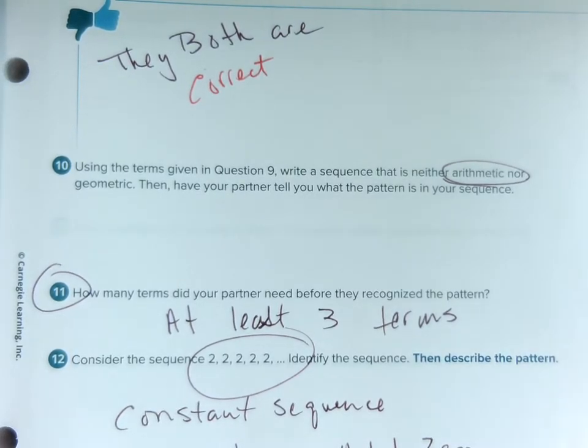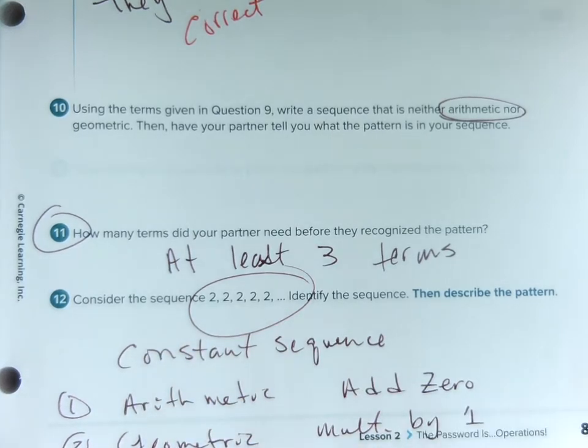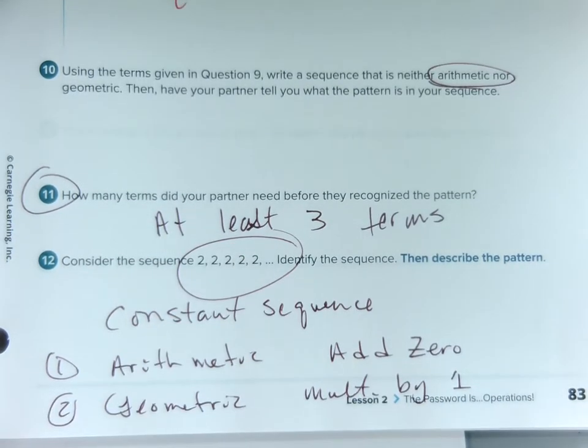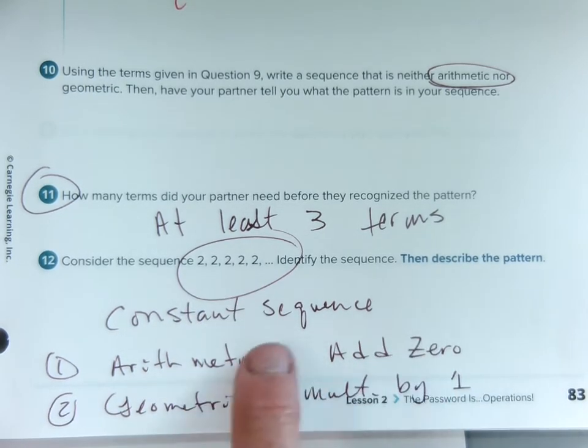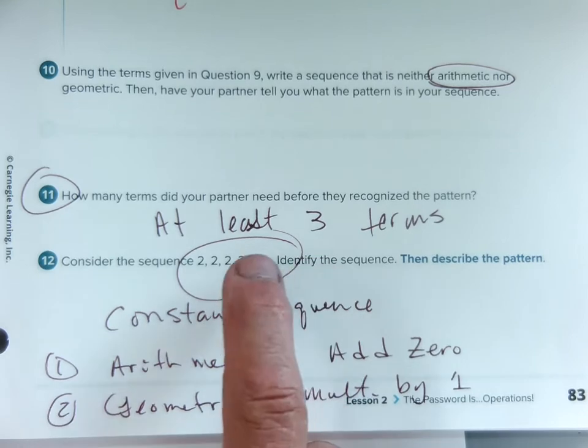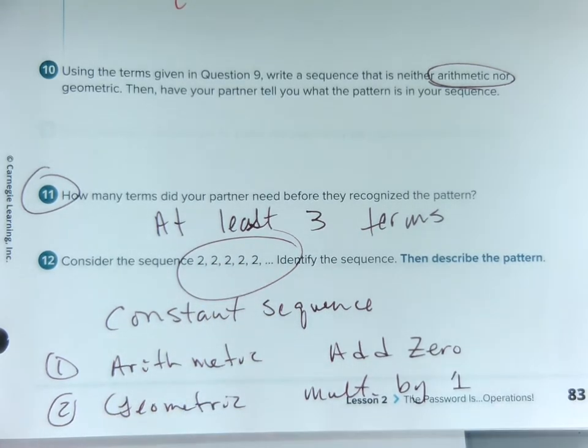And finally, we saw this weird one, which is 2, 2, 2, 2, 2. And we talked about how that could be arithmetic. If all you do is add 0, add 0, add 0, add 0, that's arithmetic. Or it could be geometric, where you multiply by 1, multiply by 1, multiply by 1, multiply by 1, okay? And that's pretty much what we had.